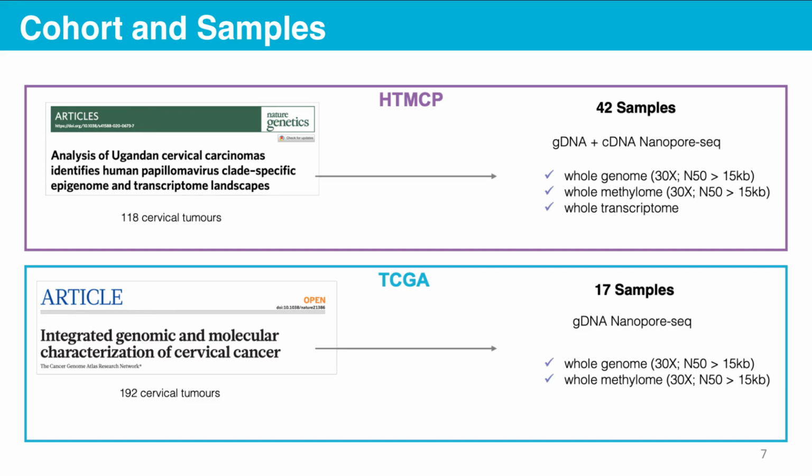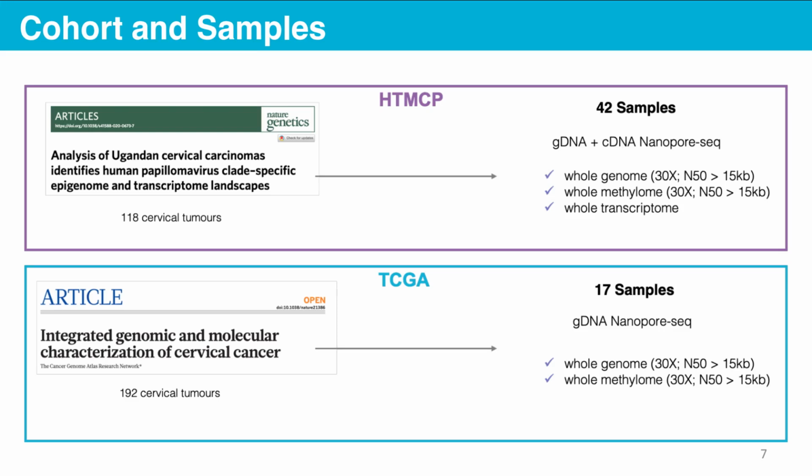We have Illumina data for all 118 samples, including whole genome sequencing, RNA sequencing, ChIP sequencing, and a methylation array. And on 42 of those samples, we also did gDNA and soon-to-be cDNA nanopore sequencing. So our goal is to have whole genome, whole methylome, and whole transcriptome on these.